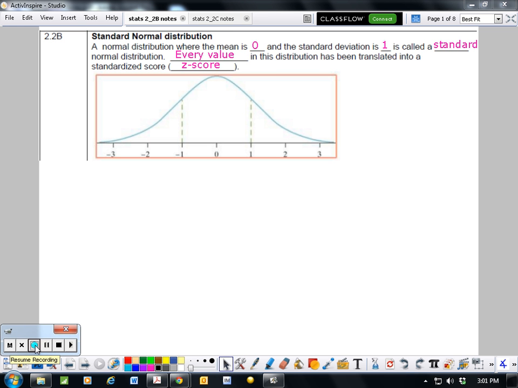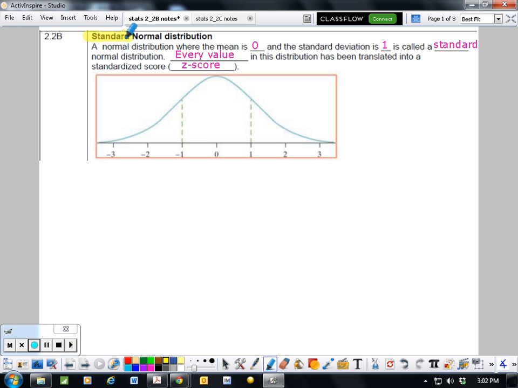Okay, so what we're going to do now is combine our normal distribution with what we were talking about in chapter 2, section 1, and that's our standardized scores. So our z-scores, or standardized scores, were when I took the value, subtracted the mean and divided by the standard deviation. And when we looked at the distribution of all the z-scores, we ended up with a mean of 0 and a standard deviation of 1.